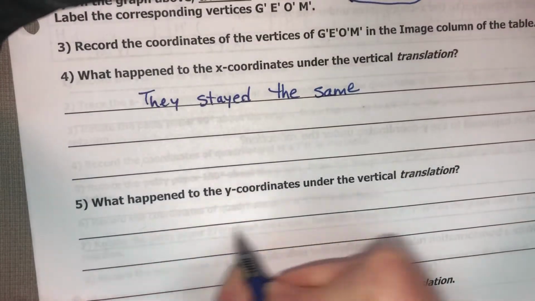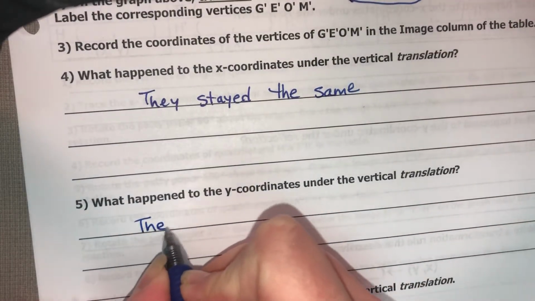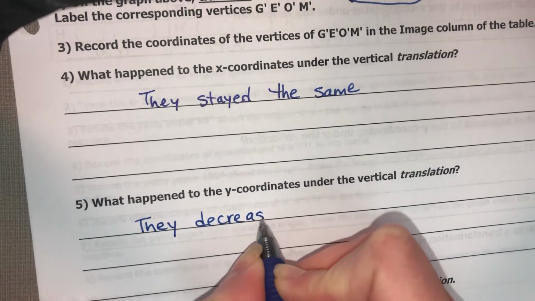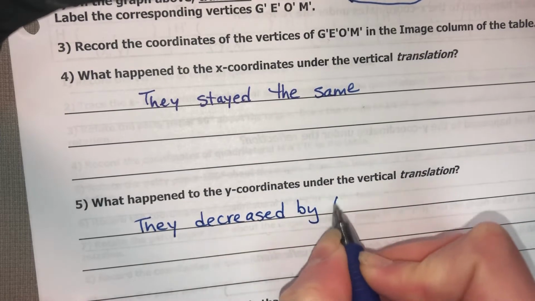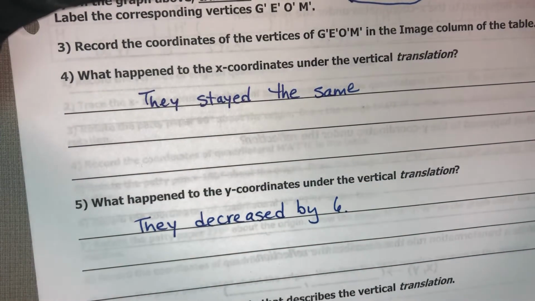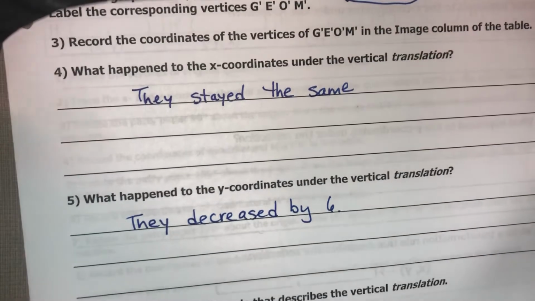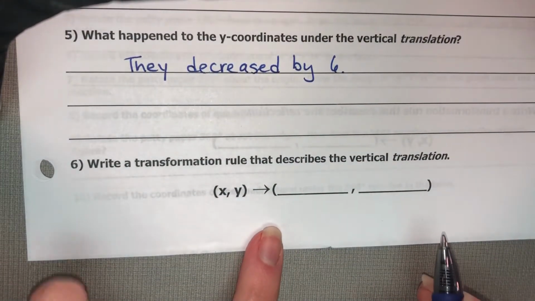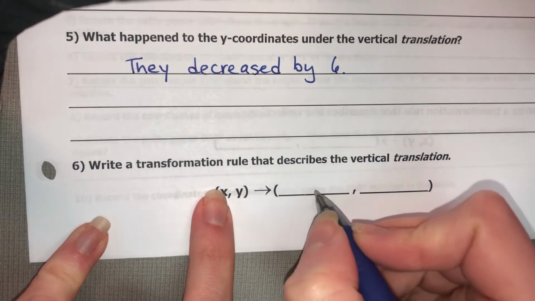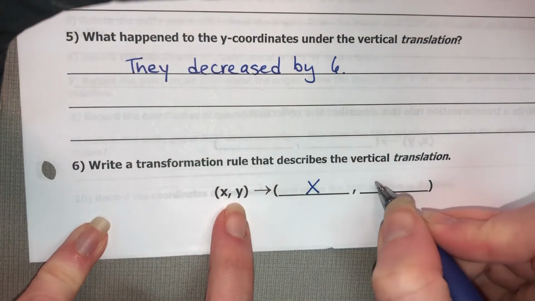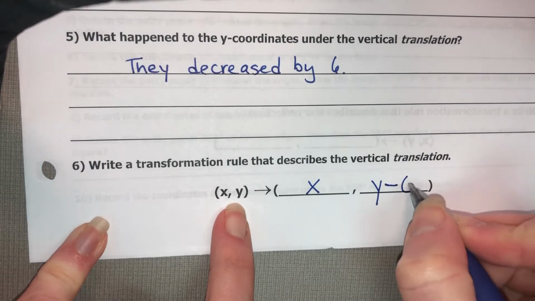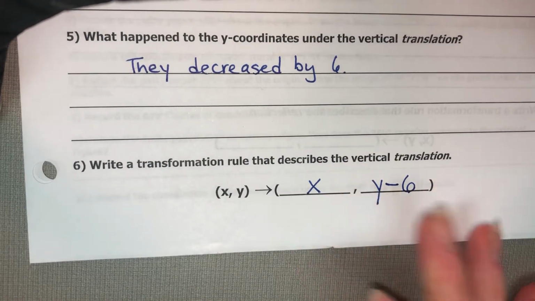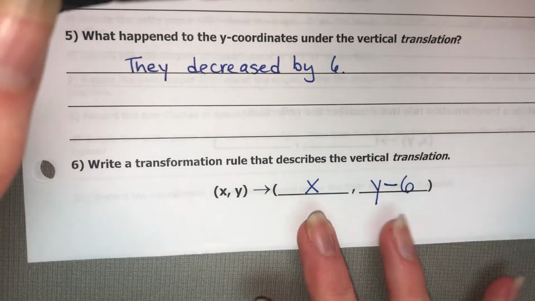So they decreased by 6. Or you could say we subtracted 6 from them. Okay, however you want to word that. So write a transformation rule that describes the vertical translation. X stays x, but y is the y value minus 6. So this is how we translated the shape vertically with a function rule, a transformation rule.